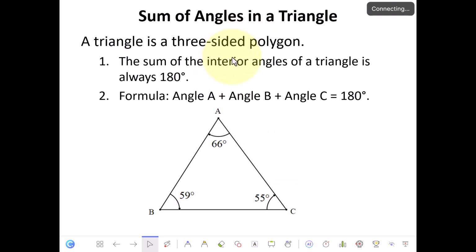Now look at the next part, which is the last topic for this term: sum of angles in a triangle. When you sum the three angles in a triangle, it's going to give us 180 degrees. So 66 plus 59 plus 55 is supposed to give us 180 degrees. This is the basic principle I want us to learn in triangles: sum of angles in a triangle gives us 180 degrees.